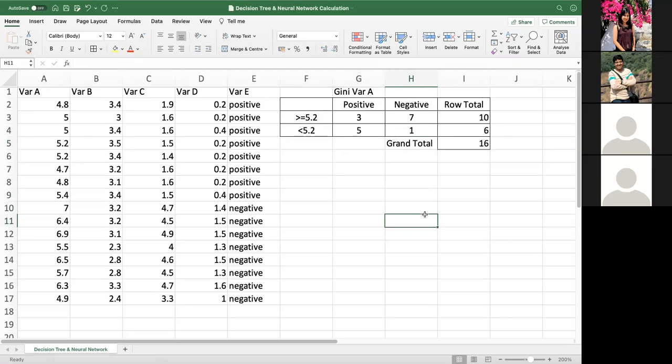Sir, could you please show us how you got the first part, 5.2? This is a random picking. I randomly picked it up. Got it, it's a random picking within the range, closer to the mean. Thank you, sir.